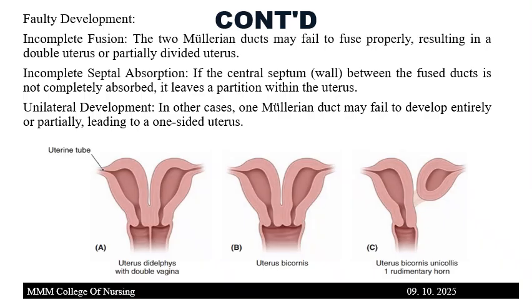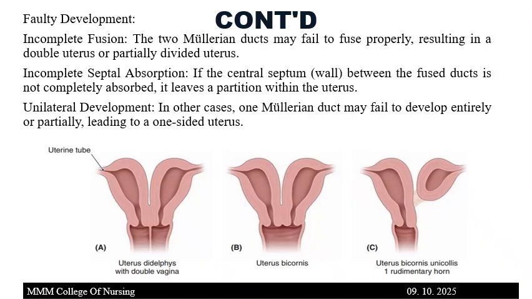The second is incomplete septal absorption. If the central septum wall between the fused ducts is not completely absorbed, it leaves a partition within the uterus, as you see in picture B, that is uterus bicornis. The cavity is divided into two, that is, the septum is not absorbed completely.